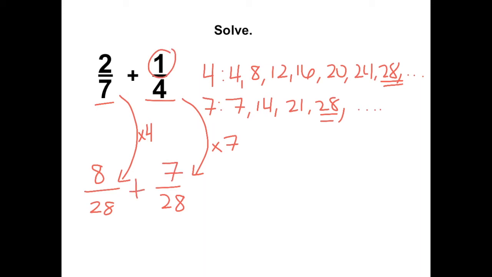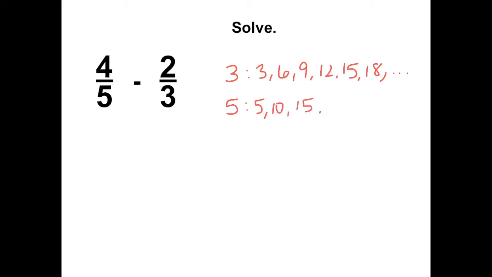Now we can add. 8 plus 7 equals 15. Denominator always stays the same. That's why we found the least common denominator, so that we have a denominator to keep the same. So 2 over 7 plus 1 over 4 equals 15 over 28.